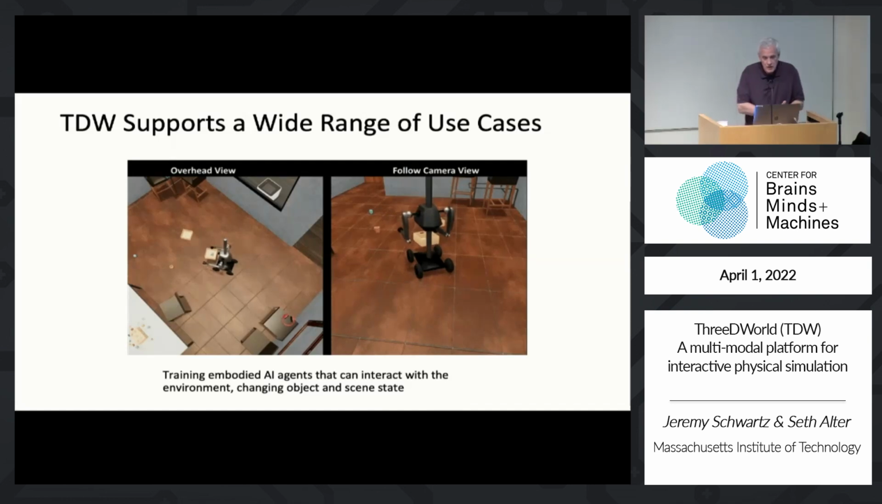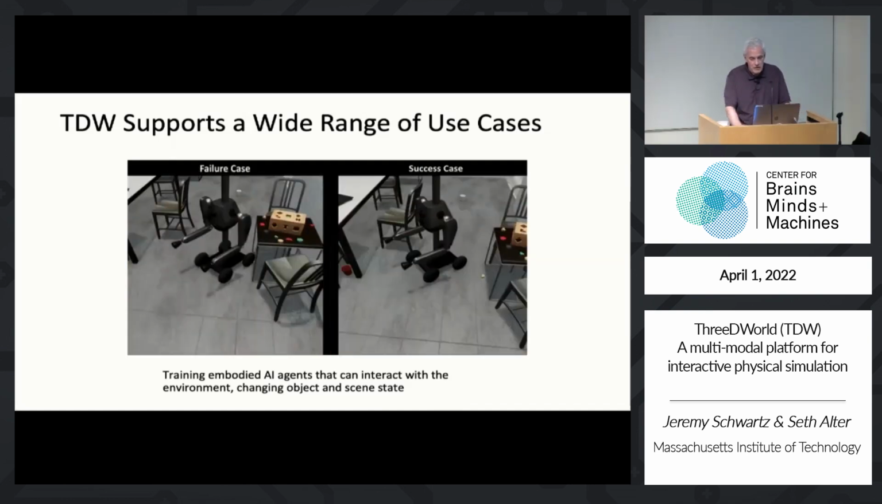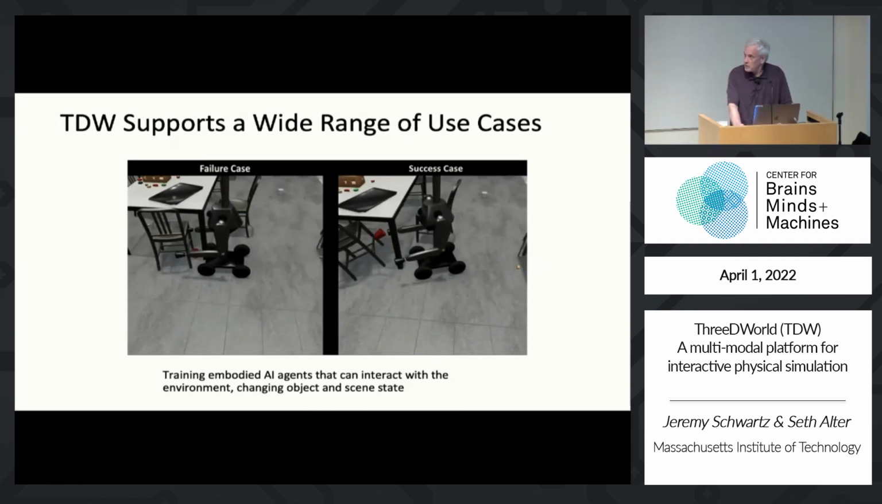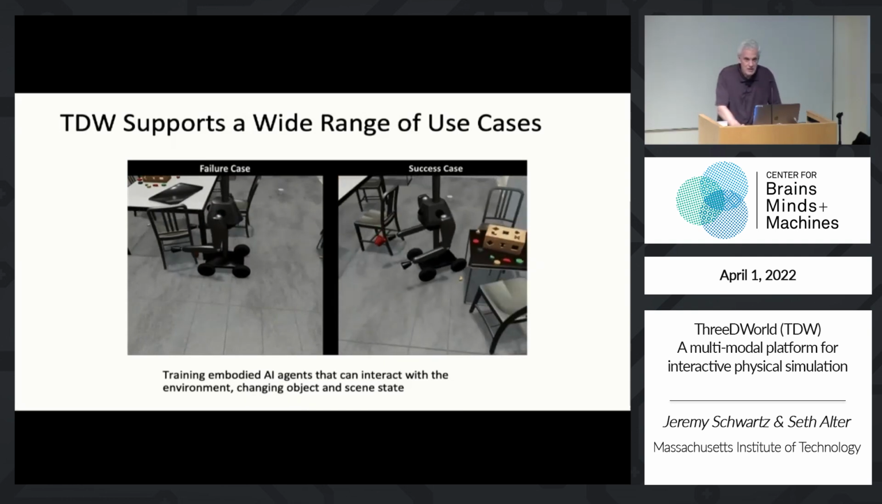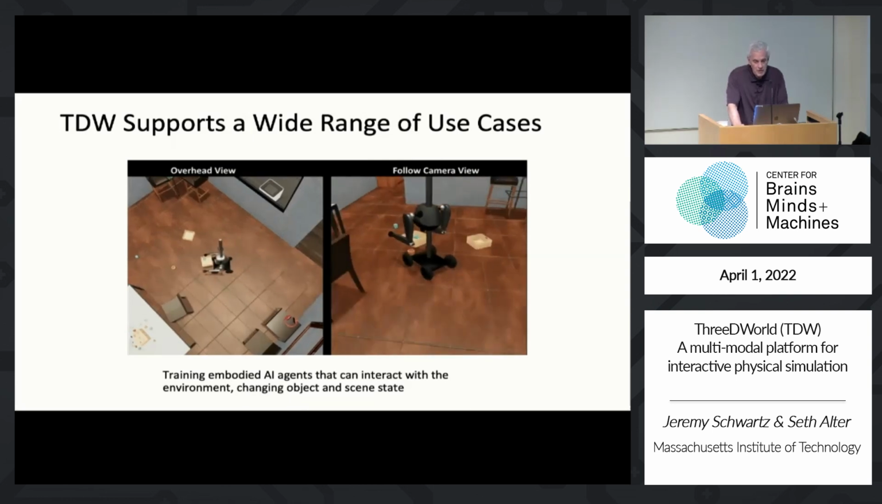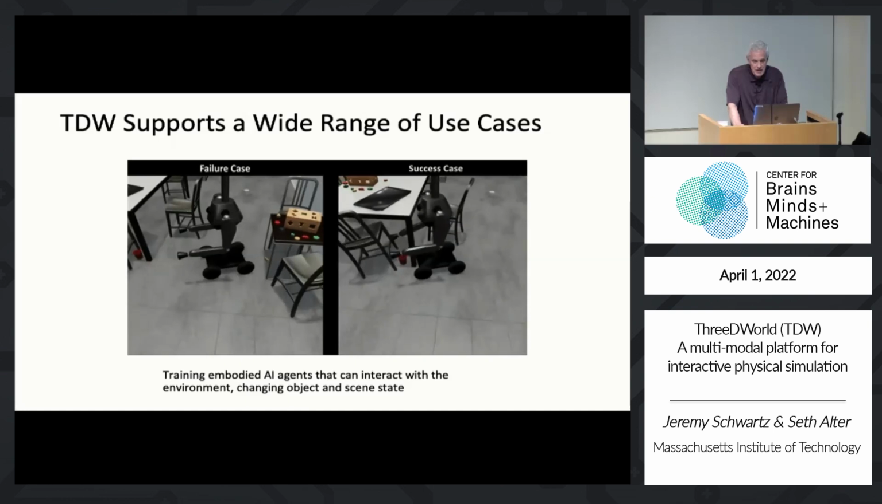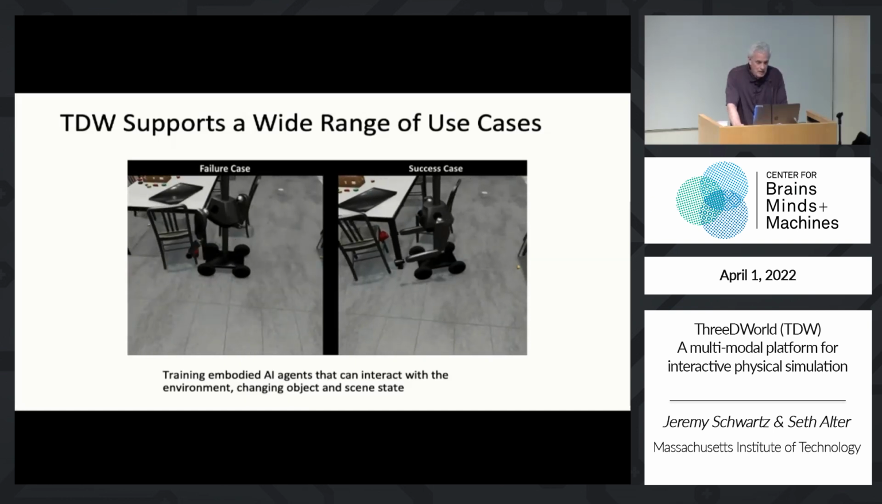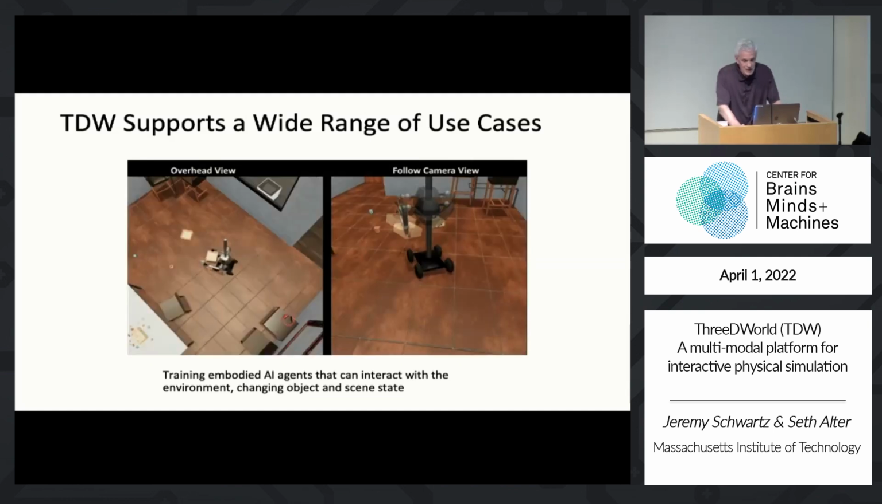And then the third use case area for TDW, as shown in this third example, is embodied AI, where embodied agents are trained to interact with the environment and potentially change scene state in some way. Here you see an agent performing a part of a TAMP, or task and motion planning, task involving the location and retrieval of target objects. We'll dig deeper into this area as well when we discuss physical interaction in TDW.